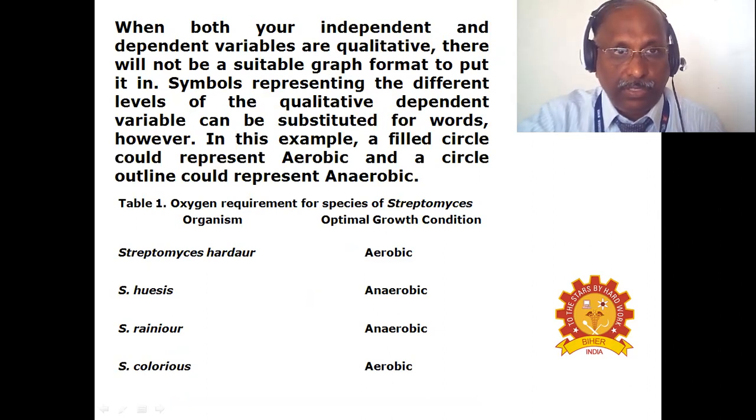Symbols representing the different levels of the quality dependent variables can be substituted for words. However, in this example, a filled circle could represent aerobic and a circle outline could represent anaerobic. So here the table shows the oxygen requirement for species of Streptomyces, optimal growth condition. Two columns are represented, the species on the left side and on the right side, aerobic, anaerobic, anaerobic, aerobic. So this is a simple format for representing your data in the form of a table.